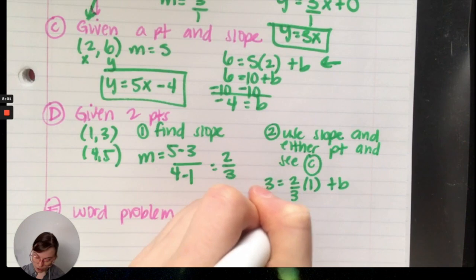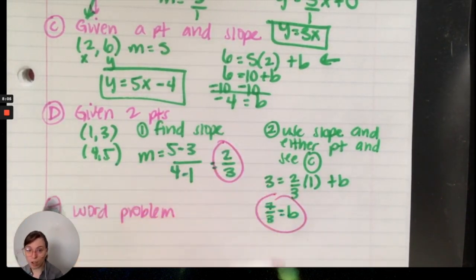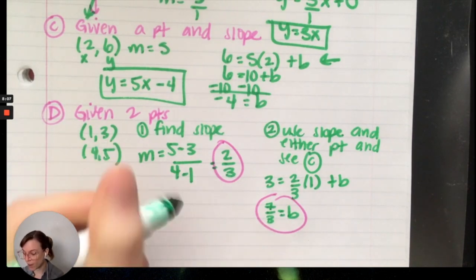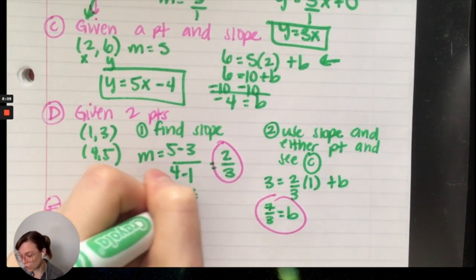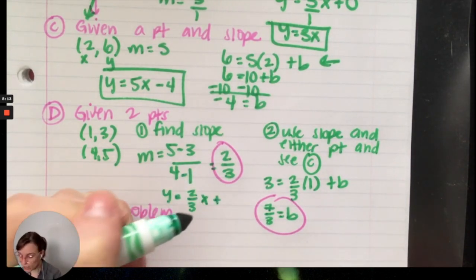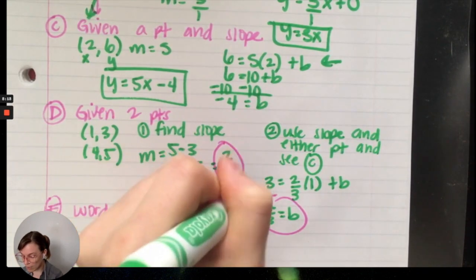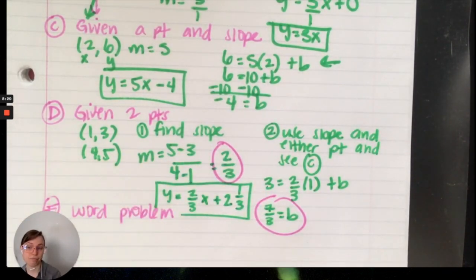So 7/3 equals b. But now I know my slope and my y-intercept, so I can write my final y equals 2/3 x plus, you can do 7/3 and leave it that way, or 2 and 1/3 if you want to make it a mixed number. Both ways would work. Improper fractions, totally fine.